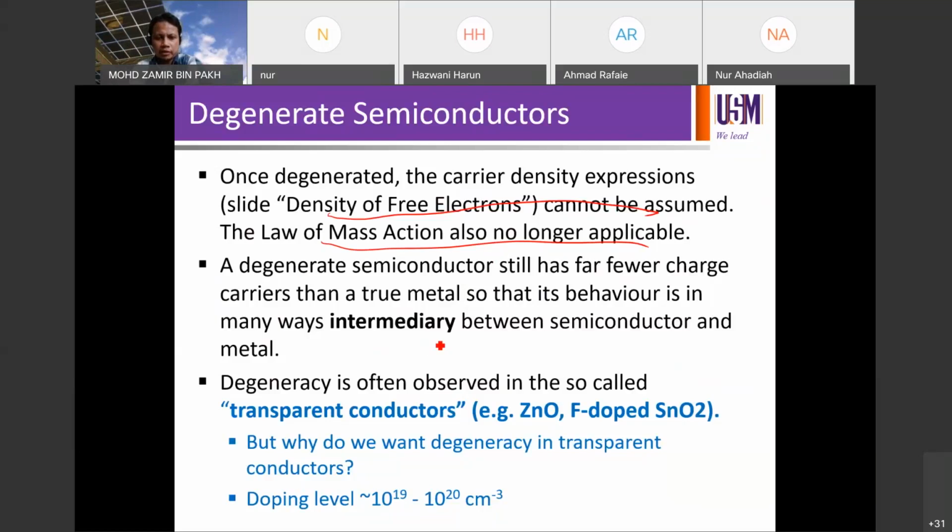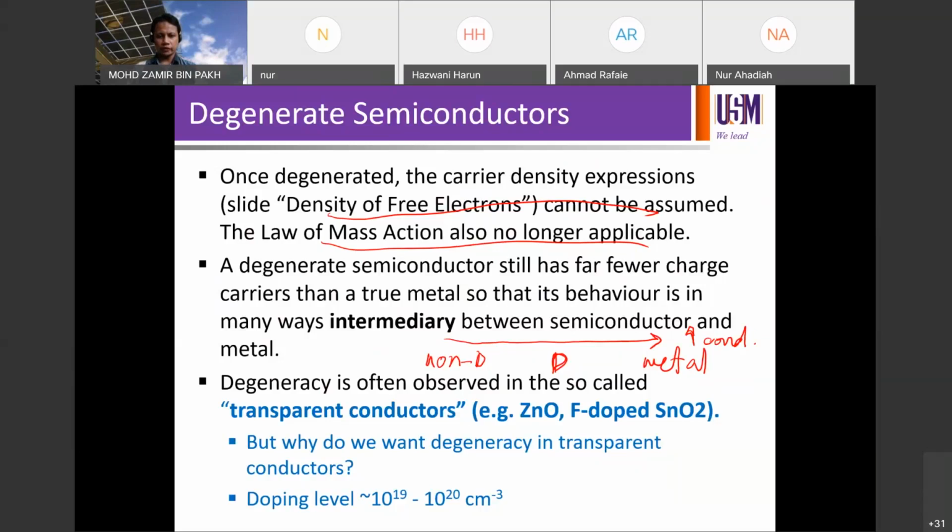So if you're talking about electrical conductivity, for example, if going to the right means improve electrical conductivity, then your non-degenerate is here, degenerate is here, and metal is here in terms of a spectrum. So this one improves conductivity to the right. So metal has the most number of charge carriers, followed by degenerate semiconductors, followed by non-degenerate semiconductors, right? So it is still a semiconductor material, but its behavior is like metal, but it's not metal.